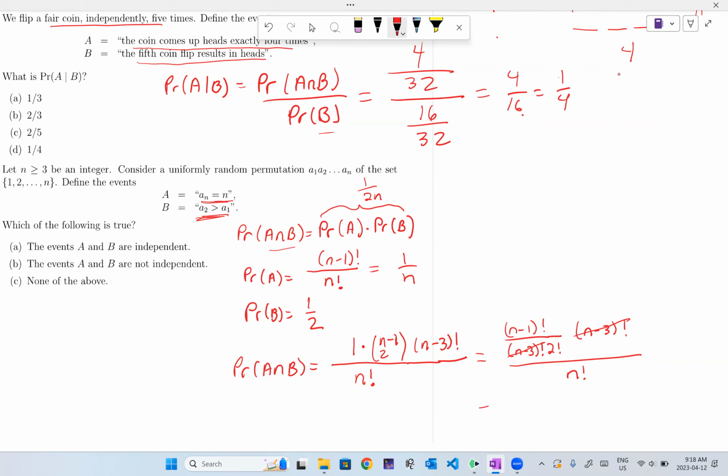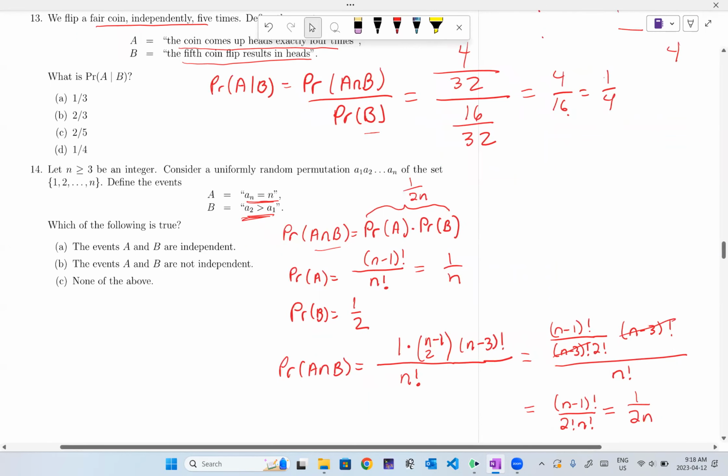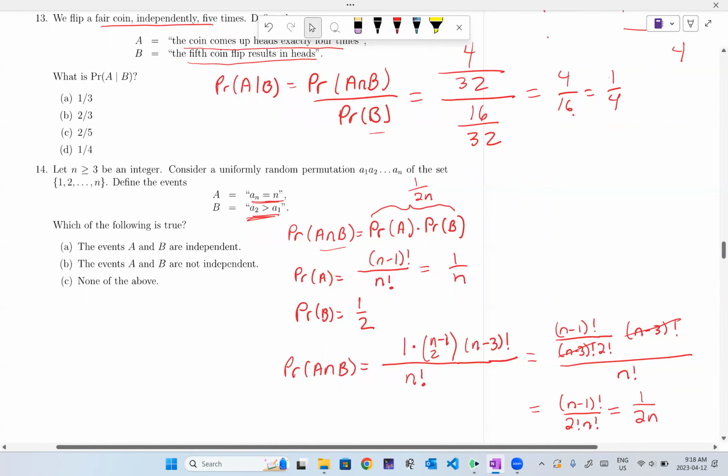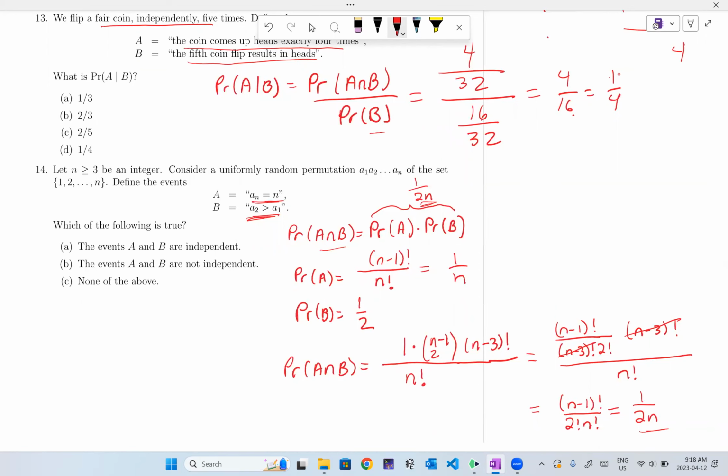Now I'm going to rewrite this a little bit. (n minus 1) factorial over 2 factorial times n factorial. The n minus 1 factorial is going to cancel out, and 2 factorial is simply 2. So I get 1 over 2n. Again, if you have a calculator, you're one step ahead of the game. You can try it for small inputs of n. So 1 over 2n here, 1 over 2n here, so they are independent.